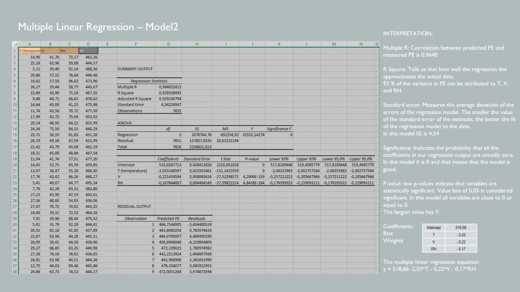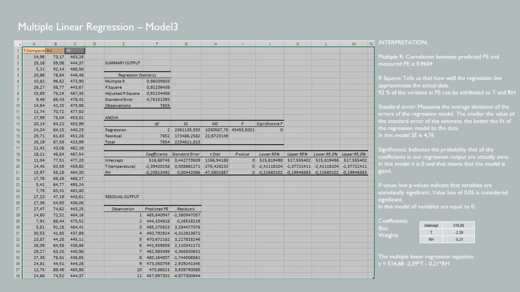In the second model, I am excluding ambient pressure because it has the largest p-value. Multiple R in this case is 0.96, R square is 93%, standard error of the model is 4.54. Significance in this model is 0. P-value in this model: all the variables are close to 0 or equal to 0. The largest value is for the vacuum variable. The equation of the multiple regression is at the bottom of the slide.